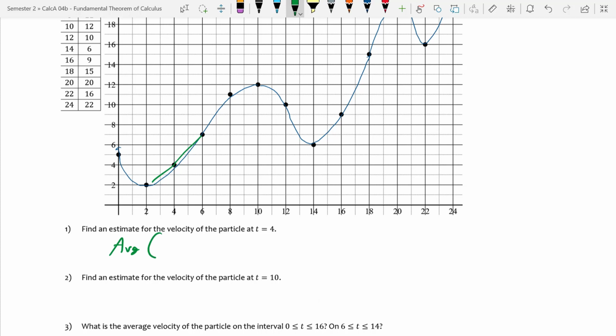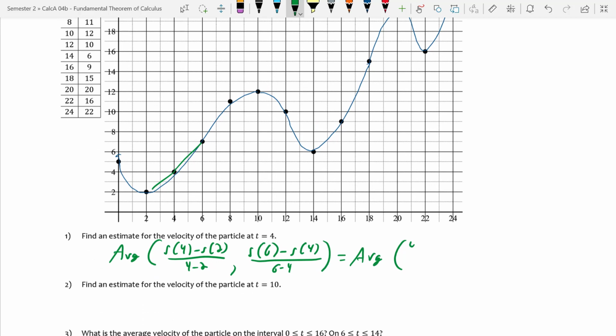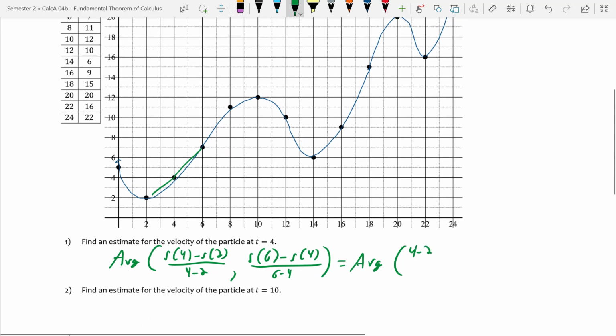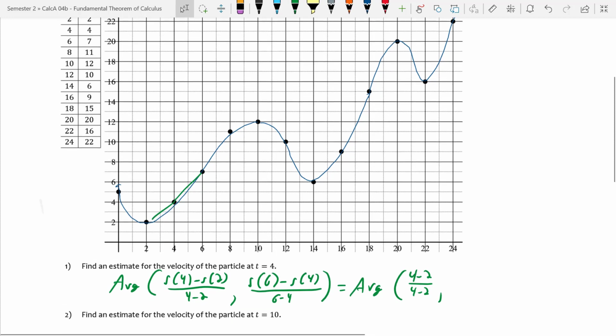let's do the average of s of 4 minus s of 2 over 4 minus 2, comma, s of 6 minus s of 4 over 6 minus 4. And I'm writing it like that because that just shows what I'm actually calculating. You guys know how to find an average, but I'm going to keep it in this notation for now. So s of 4 is 4, and s of 2 is 2. So this is 4 minus 2, which is 2 over 2, which is 1. Over 4 minus 2. And then, sorry, 6 minus 4, I'm looking at the charts, that's 3 over 2.